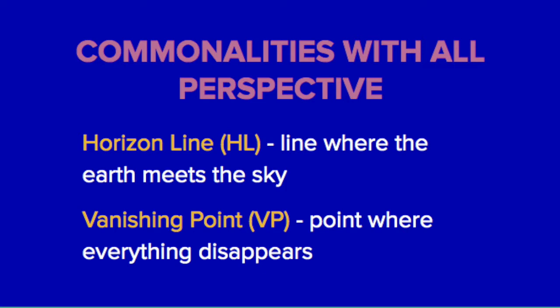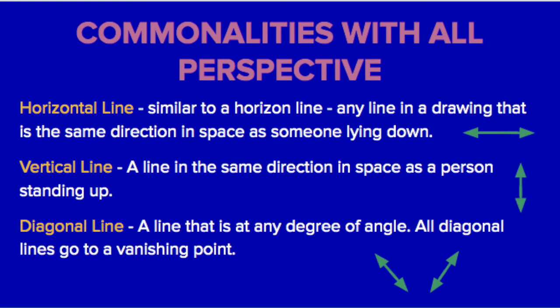Additionally, there are three main types of line when you're drawing architectural drawings like what we're going to do for the hallway drawing or for a building. Those line types are vertical, horizontal, and diagonal. Any line that is diagonal should be going to a vanishing point.